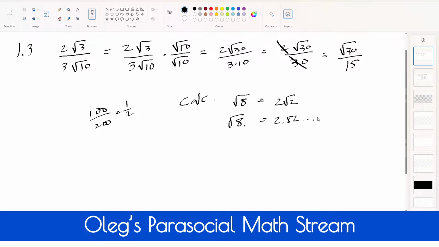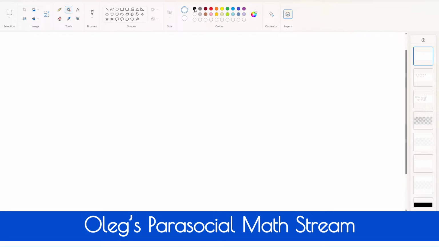Okay, we have, let's see here, rationalizing. Okay, this is an interesting one. Let's go to a new page. So we have 4 over 1 plus root 5.